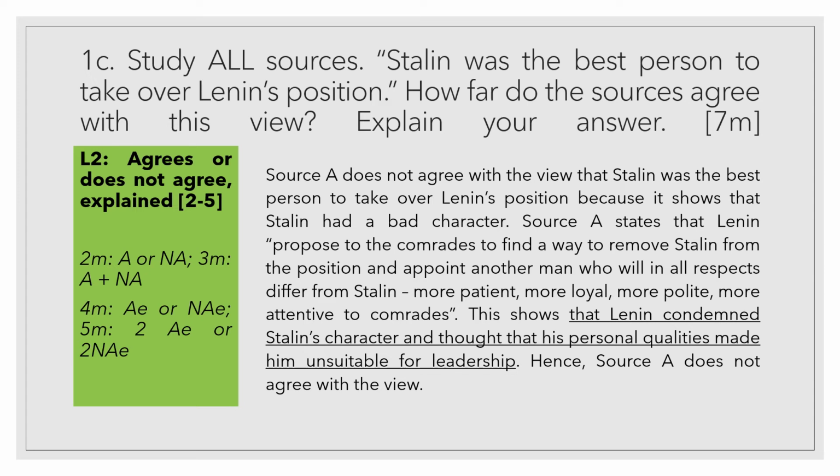So right now we're going to look at an opposite perspective. Source A does not agree with the view that Stalin was the best person to take over Lenin's position because it shows that Stalin had a bad character. Again, you can see that I have my stand, I have my statement, and I also have my reason. Source A states that Lenin, the earlier evidence, we already covered this. So even the explanation is also the same. Okay, so that's how you conclude.